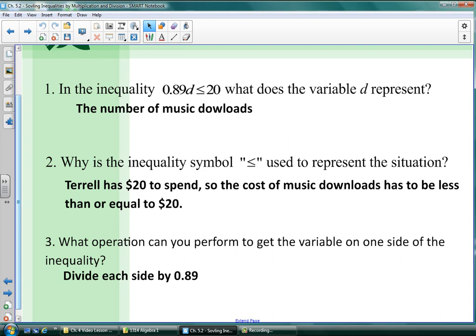Well, since the variable's on the left, and the only thing that's attached to the variable is 0.89, since attached things in math are multiplication, we want to do the multiplicative inverse, which is basically going to look like division. So we're going to divide each side by 0.89.